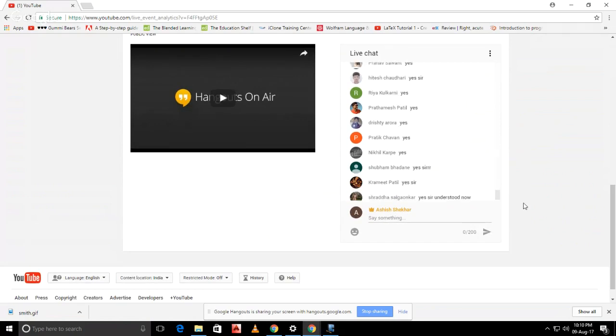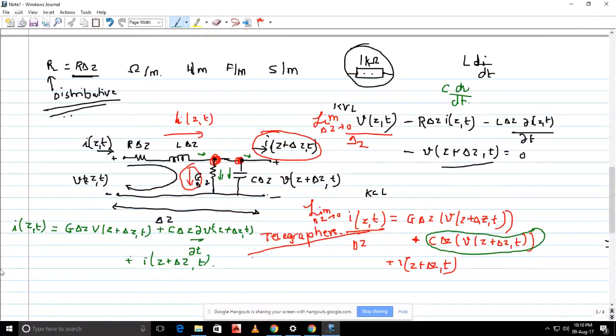Okay, so we have now seen there are KVL and KCL equations. Now what we normally do is, let's say I divide this by delta z. If I divide this by delta z, this gets divided by delta z, this gets divided by delta z, and even this gets divided by delta z. And then we put the limit delta z tending to zero. This is actually the definition of a derivative. So by putting the limit delta z goes to 0, this turns into a derivative. Now that derivative will be like this: the derivative of current, which is varying with respect to z and t, divided by the derivative of z, will be equal to G times, this delta z will get cancelled, and you get the derivative of V with respect to z.